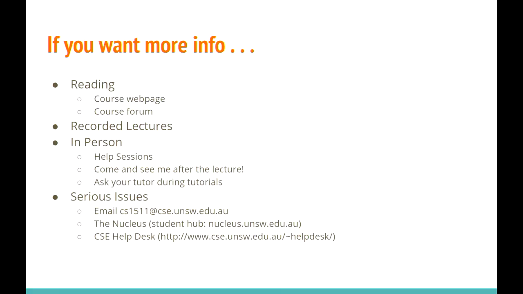General UNSW problems go to the student nucleus, which is just the first port of call for students on anything. So questions about enrollment, special consideration, anything like that, you can go there. The School of Computer Science has a help desk that may help you with things like getting access to our labs if you need. Often you can go to our forums first, I think, rather than needing to go to the help desk.